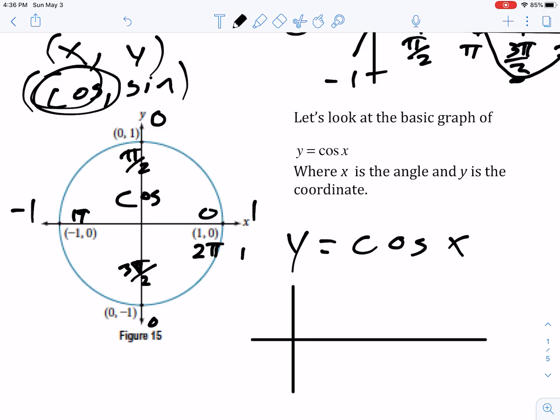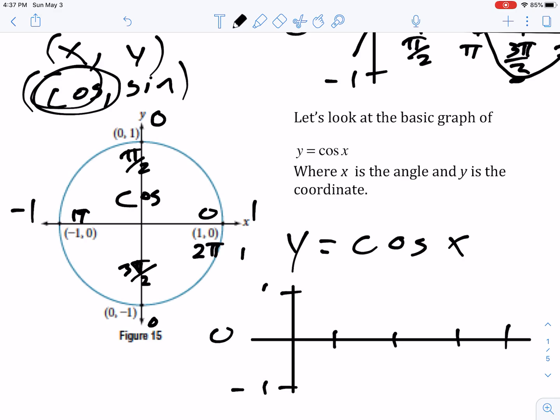Our inputs are going to be our angle measures, and we're going to have 1, 2, 3, 4 of those as we go around the circle. There it goes, clicks in for me nicely. Now our cosine, I'm going to put that as 1, and that as negative 1, and this as 0. Those are our output values.